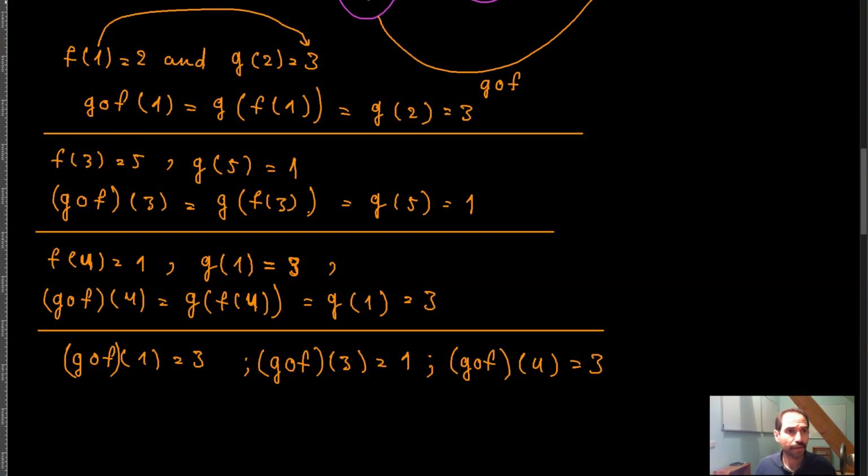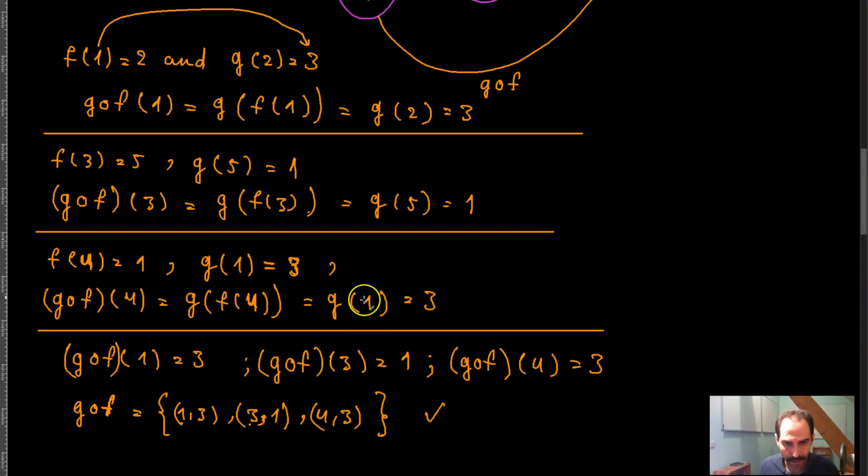So one additional thing that we can do here, we can write g∘f as a set of ordered pairs, for example (1, 3), (3, 1), and (4, 3). So (1, 3), (3, 1), (4, 3), and that is the correct answer here.